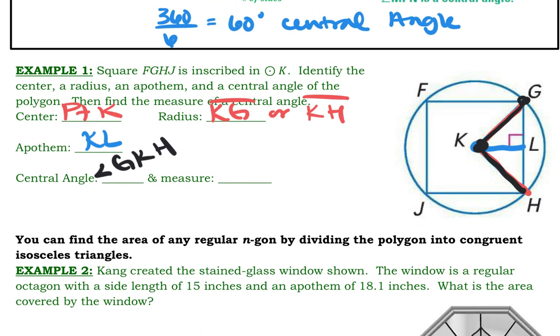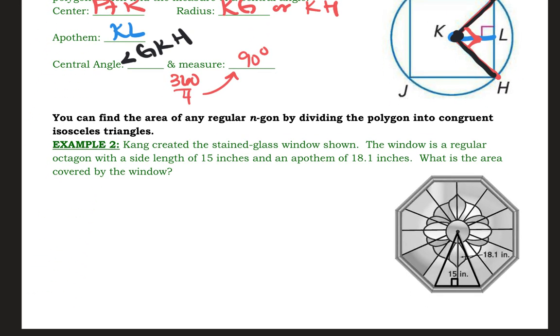360 divided by 4. That would give us 90 degrees. This would be a 90-degree central angle. All right, so with that said, the formula for the regular polygons is actually derived from getting the area of a triangle created in here and then multiplying it by however many triangles you have in there, okay?